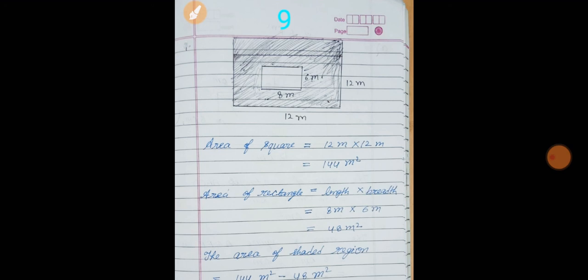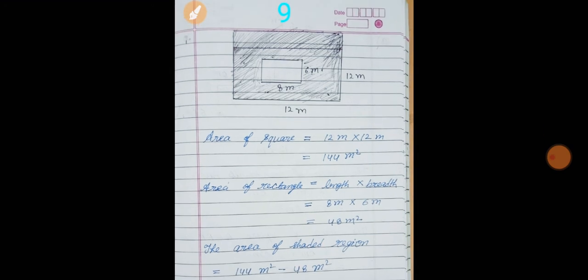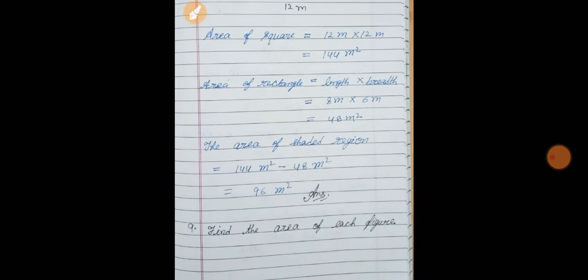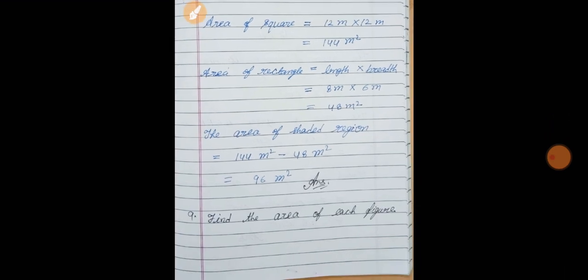So length of square, it will come 12 into 12 is equal to 144 meter square. Now after that we have to find out the area of the non-shaded rectangle. It is equal to length into breadth is equal to 8 into 6 are 48. After that we can subtract from there, so it will come 96 meter square, which is the answer.